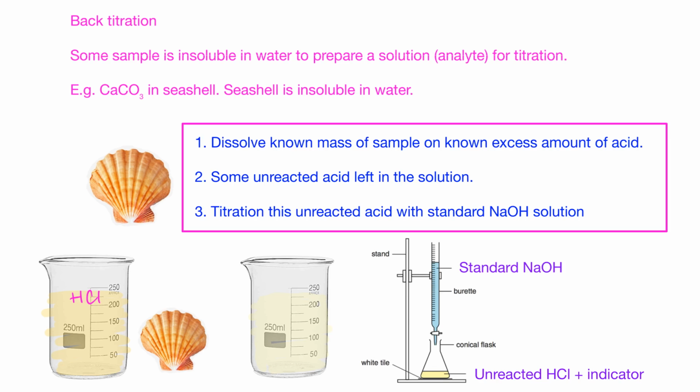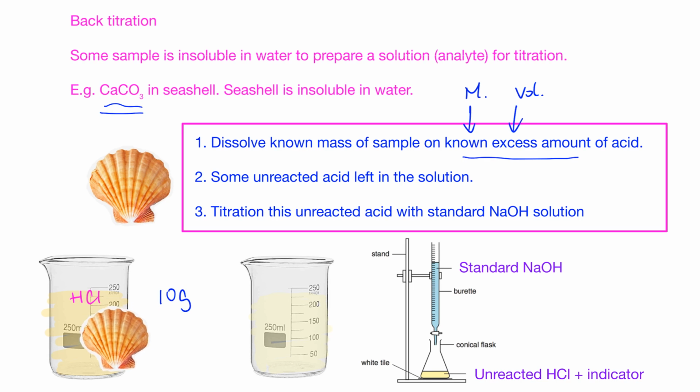The first one, we dissolve a known mass of sample. For example, the seashells right here, say we have 10 grams of it, and then we dissolve it into a known excess amount of acid. That means we put it into acid, and we know the molarity of it, and we also know the volume of it. So we know the known excess amount. That means the acid will be more than enough to react with all the calcium carbonate in the seashells.